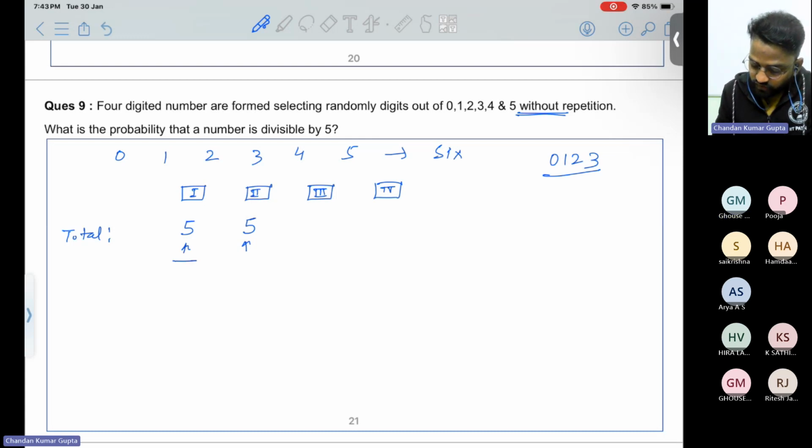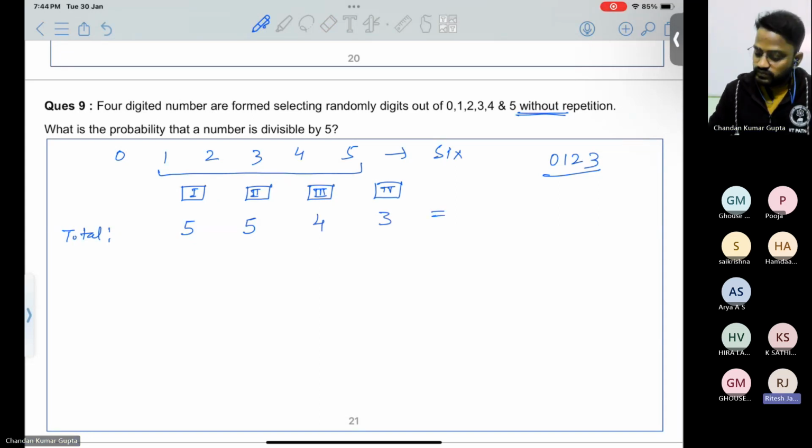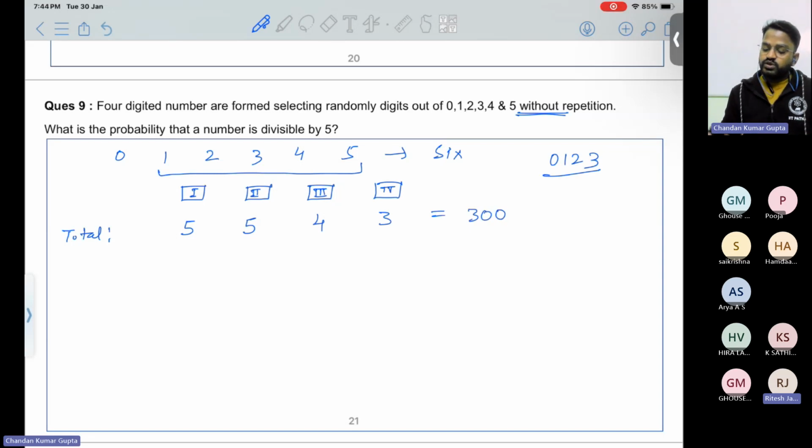For first place, we have 1, 2, 3, 4, or 5 as a possibility. But for second place, we have 0, 1, 2, 3, and some out of these, 1 is written here, and the rest 4 are remaining, and 0 and the rest 4 is 5. And then 4 and then 3. This comes out to be 300. So from these numbers, we can construct 300.